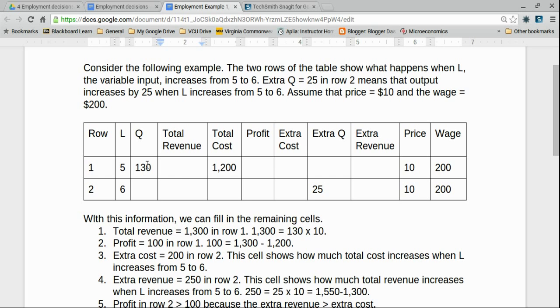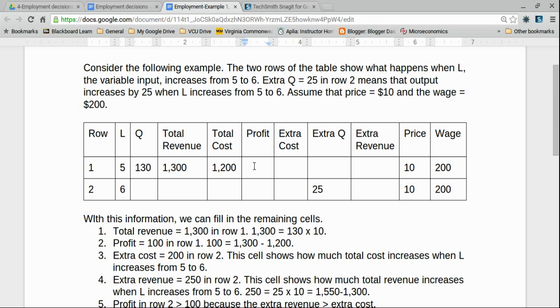When L is 5, quantity is 130, and total cost is 1,200. Price is 10 and is constant as L increases. The wage rate is 200 and is constant as L increases. We can fill in some of the rows, for the first row, total revenue is going to be 1,300. 1,300 is the quantity produced times price.